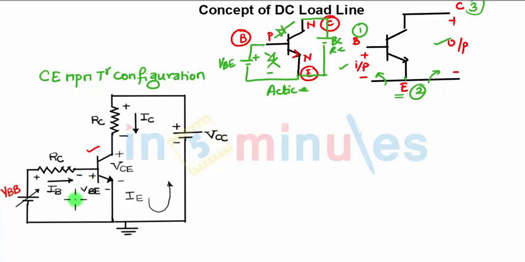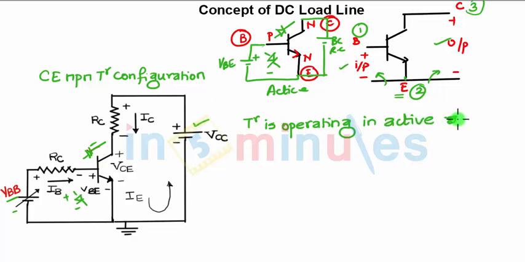If I am drawing a diode over here and a diode over here, positive is connected to plus VBB, negative is connected to negative of VBB, and negative is connected to positive. So the transistor over here is operating in the active region. What is the application if the transistor is operating in the active region? It is acting as an amplifier. Right, this is the basics of the circuit given. Now we will move to the DC load line.